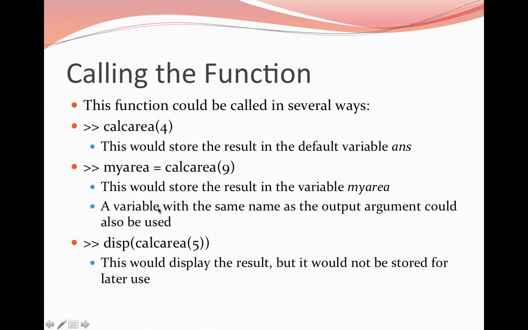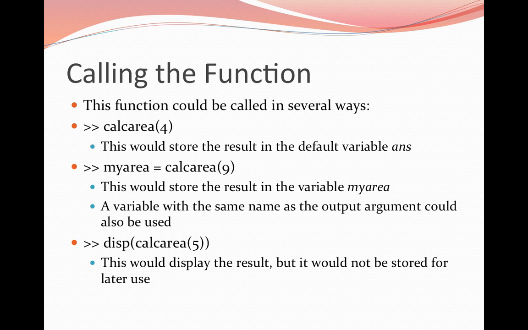So once we have our function definition, how do we call the function? We could call it in several ways. For example, in the command window, if I just said calcarea in parentheses 4 as an expression, that would calculate the area of a circle that has a radius of 4. So 4 would be passed to the input argument. The function would use that to calculate and return the area. And since I have this just as an expression, the result would be stored in the default variable ans.